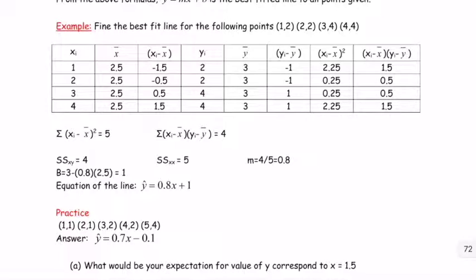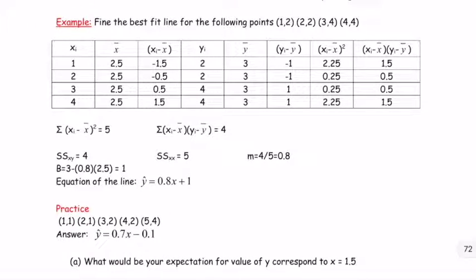Example 1, find the best fit line for the following points: 1, 2, 2.2, 3.4, and 4.4. First, we make a chart and write down the xi and yi. And then we use a calculator to find the x bar and y bar. After that, we compute xi minus x bar and find the values, and the same for y, and then we find the sum.